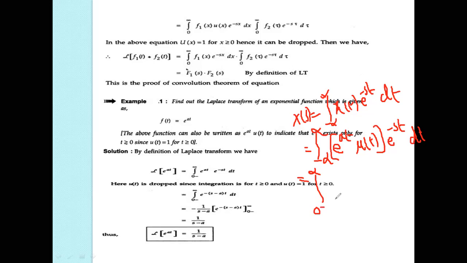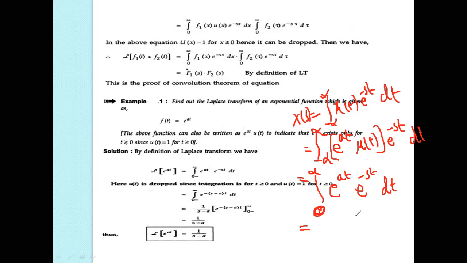0 minus is just below the 0, or you can always take the 0 only. There is no difference between 0 minus, 0 plus and 0. In evaluating some problems, we take only 0 plus and 0 minus, both of which are 0 only. Okay, so e power at, e power minus st dt, because mu of t is equal to 1 there.